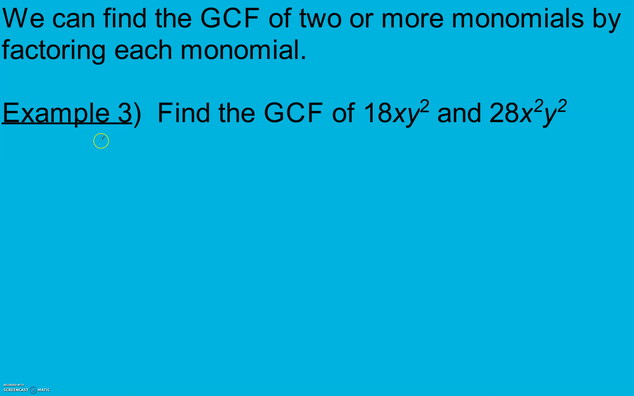So 18, again, we always take our number parts first, and 28. Factor trees. 3 times 6, and 4 times 7. 3 is prime, 6 is not. 2 times 3. 4 is not, but 7 is.